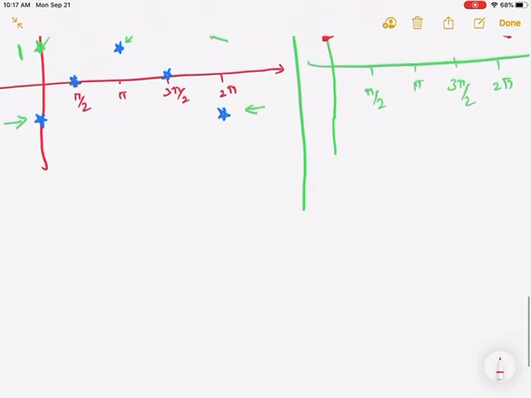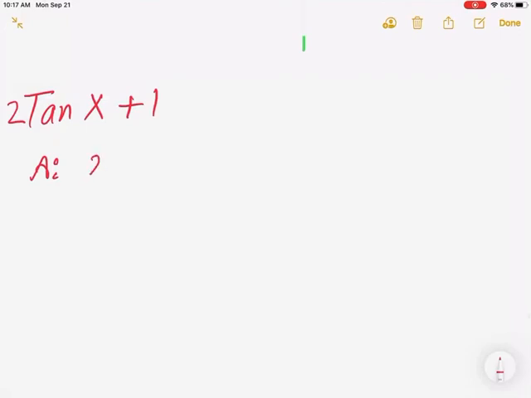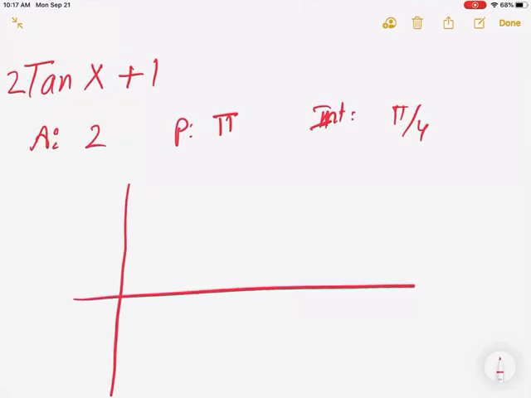I'm still going to show you tangent, and that's going to be all for today. So let's say I have a tangent graph, tangent x, and I have, let's say, 2 tangent x plus 1. Same thing, I will start off with the amplitude, which is 2. Period, it's tangent, so it would be pi. Then we divide by the b value, which is 1, so it's still going to be that. Interval is going to be pi/4. I'm just going to follow the second way. So here I have pi/4, pi/2, 3 pi/4, and pi.